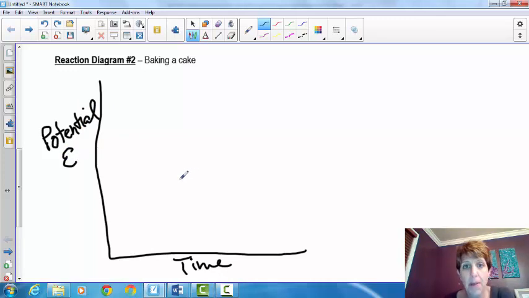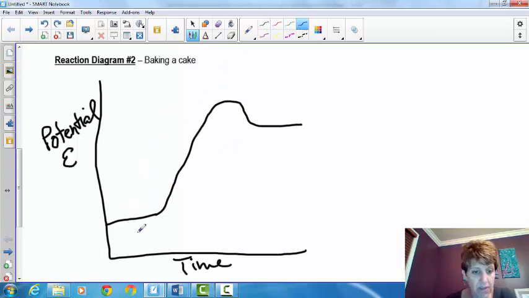And when I talk about baking a cake, the ingredients have very little energy at the start. So here's my flour and my sugar and my water and my eggs and stuff like that. And it requires a lot of heat going in to bake that cake. But then the cake itself has more energy than the reactants did. So we will again fill in all of this.